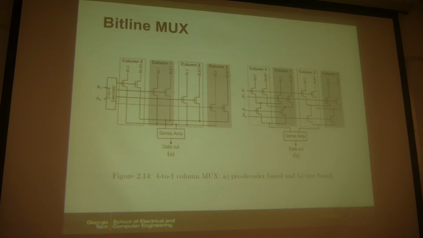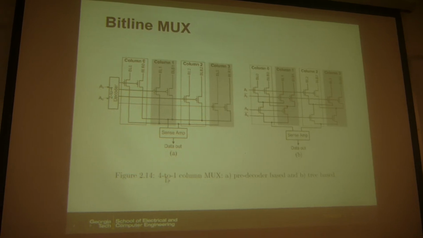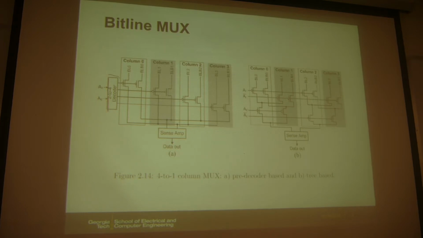So this is from the row side, and now let's look at the column side. At the end of the column, we may have this Bitline MUX to select which column you are going to read out to the sensor. So there are 2 kinds of column MUX. The first one is quite commonly used. It is the pre-decoder based one. So essentially, you have a column decoder here to decode the column address.